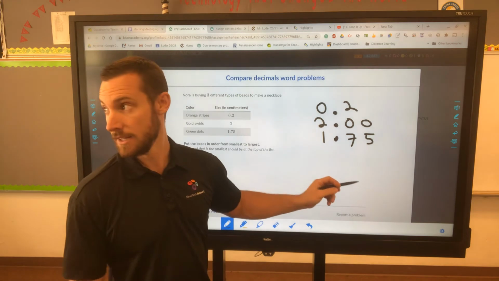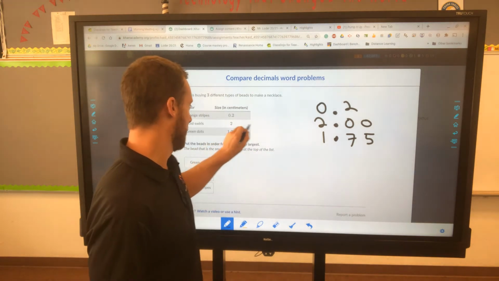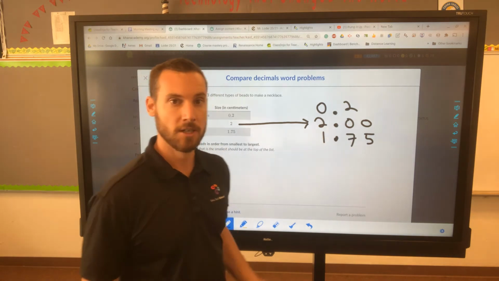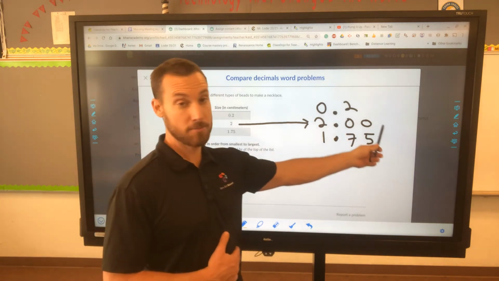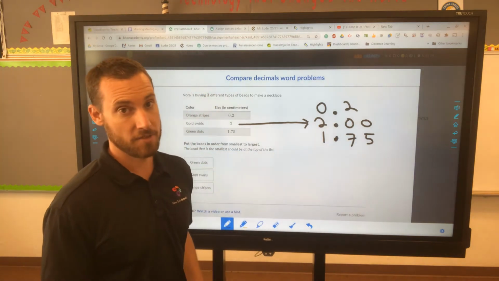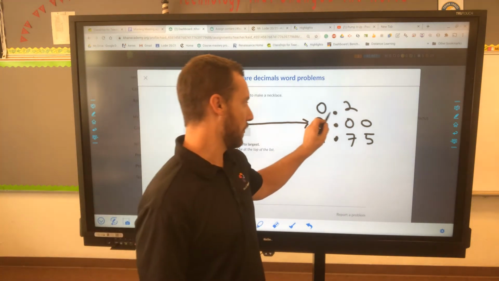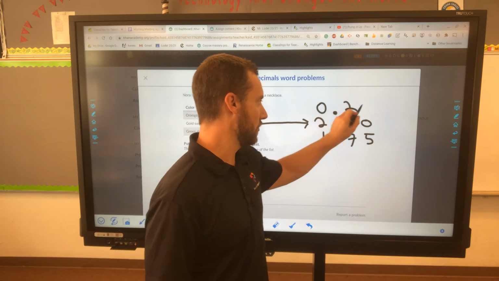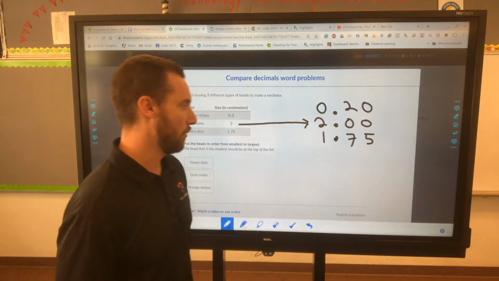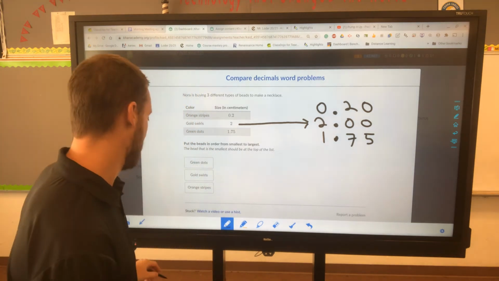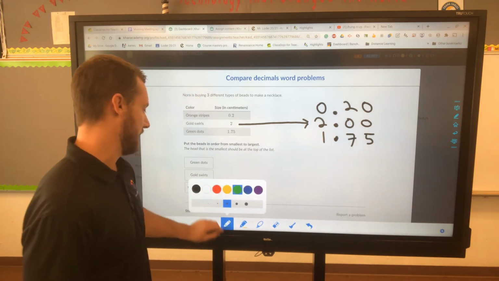So this is 2, right? But it could also be written as 2.00. Remember, zeros after the decimal point, they don't change the value of the number. So you can keep adding zeros as much as you like. And 0.2 could be 0.20. Now it makes it really easy to see which one's greater and which one's least.